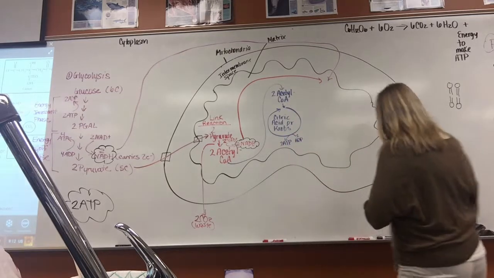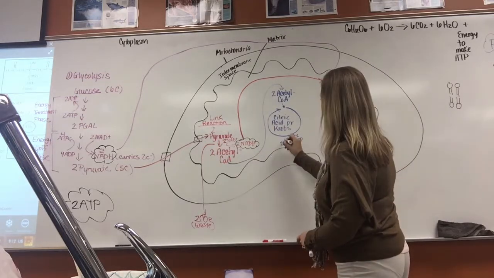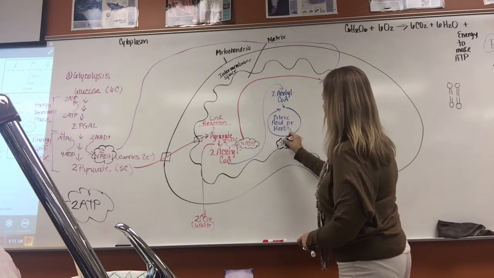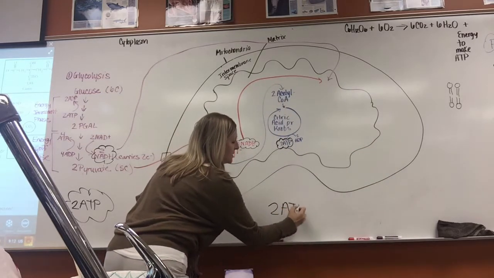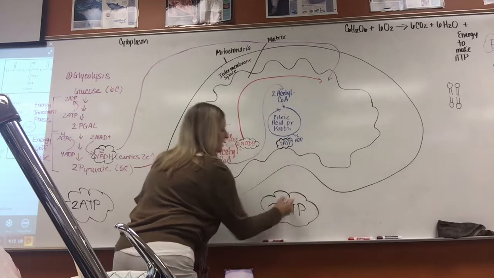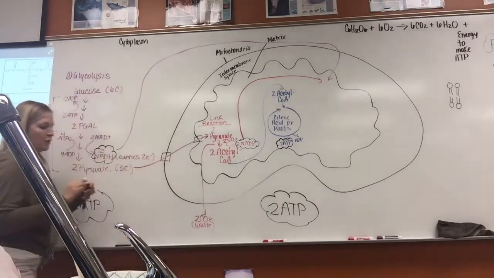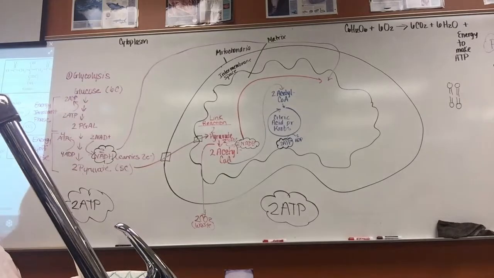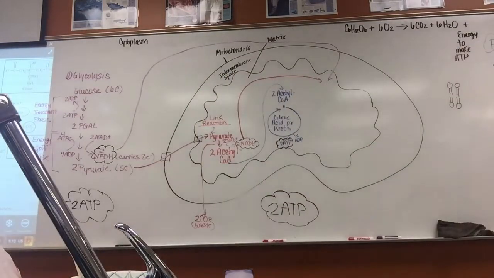All right, and this is, again, important. The 2 ATP here, I'm going to put down here. So these are the 2 ATP. All right, so far we've got 4 ATP made. So again, 2 ATP, not a lot, so that's not really the purpose of the Krebs cycle.